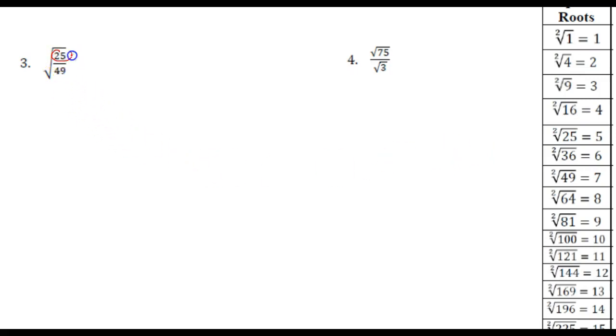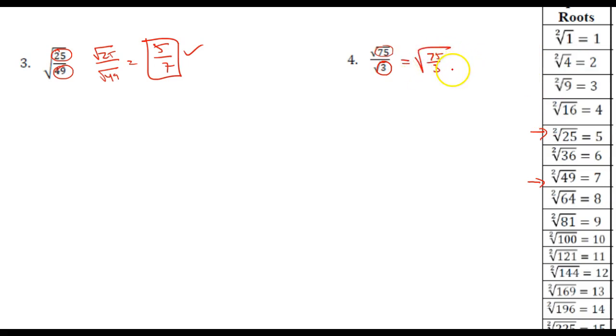Ooh, 25 and 49. Let's see if we can find that on the list. There's that and that. So I could square root 25 and I could square root 49 and I could get 5 over 7. Well, that worked out. As I'm noticing here, 75. Do you see it on the list? Oh, man. No. Well, let's see about dividing them out. So take some time, pause, work it out. What'd you get?